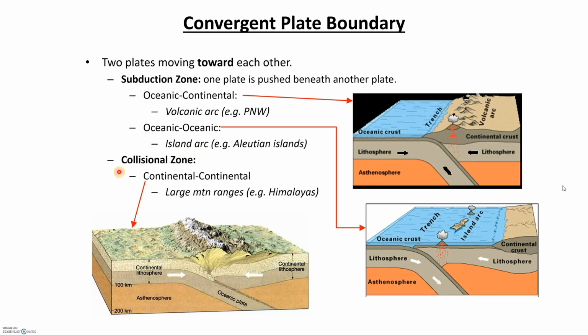Now we look down at the bottom, we have our third type of convergent plate boundary, and here, by process of elimination, our only combination left is to have a continental collision. So we call this a collisional zone as opposed to a subduction zone because when we have continental crust colliding with continental crust, neither one of these pieces is going to want to subduct. Continental crust is generally much thicker than our oceanic crust. It's going to be more rigid. There's no density difference here. And so when two continents collide, neither one of them is going to want to subduct.